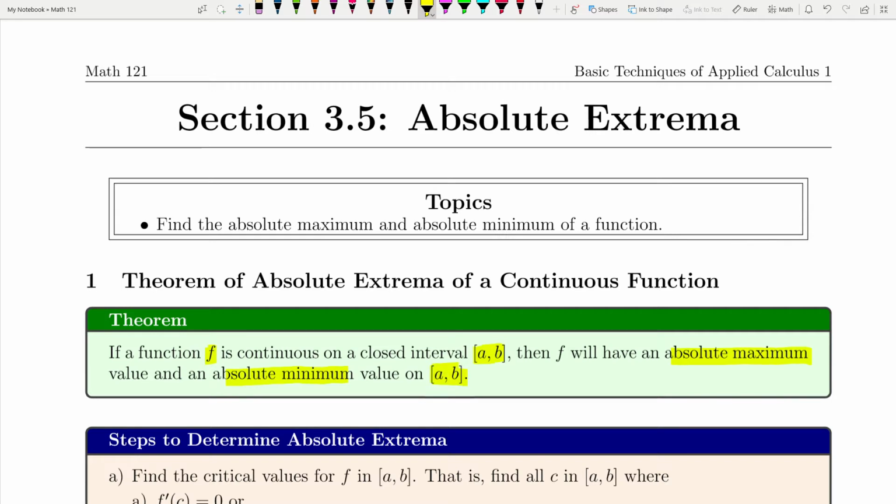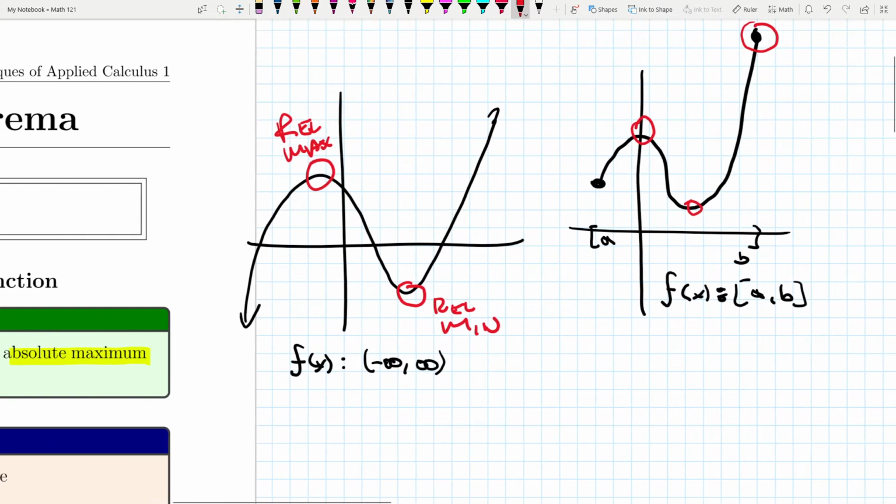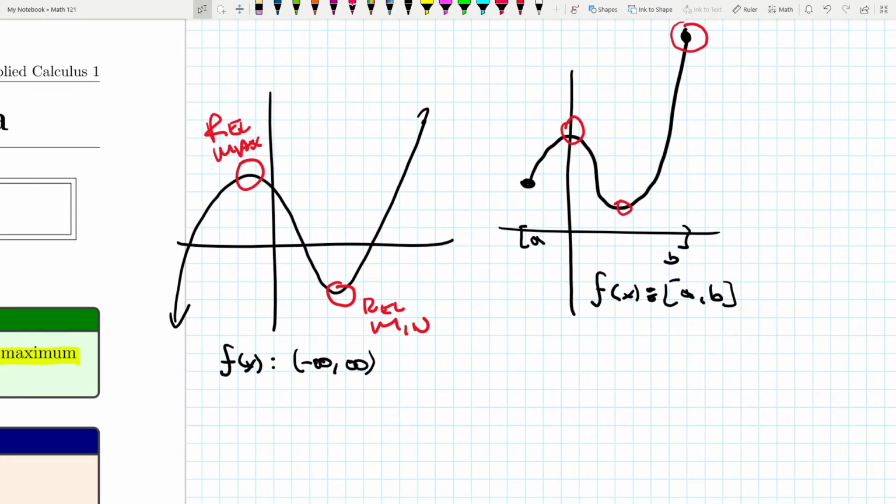How is this different from what we did in the previous section, 3.4? Well, in section 3.4, we did relative maxes and relative mins, but instead of having closed intervals, we did it over the open interval a to b. Graphically, this is essentially what we did. We had a function like this polynomial function, just to make things easier, for which the open interval was the entire domain of the function.